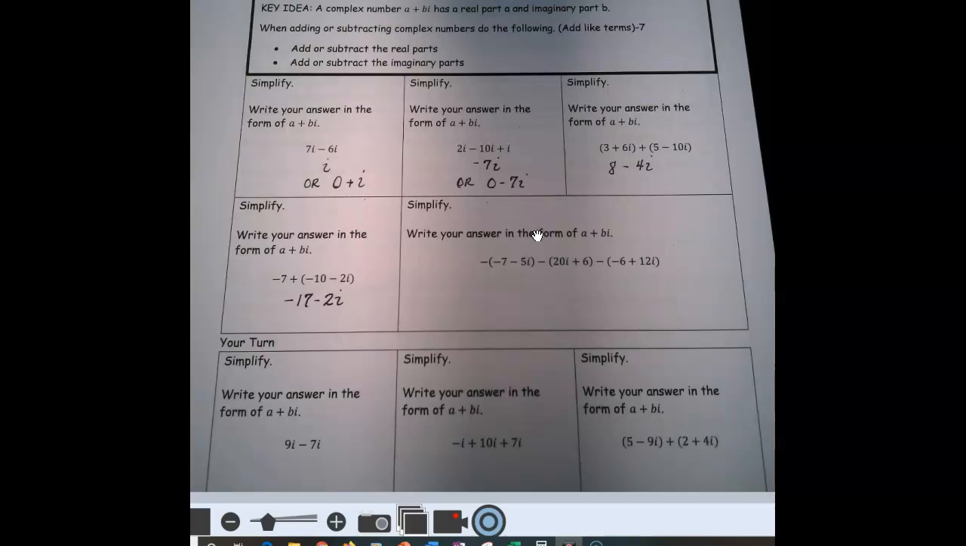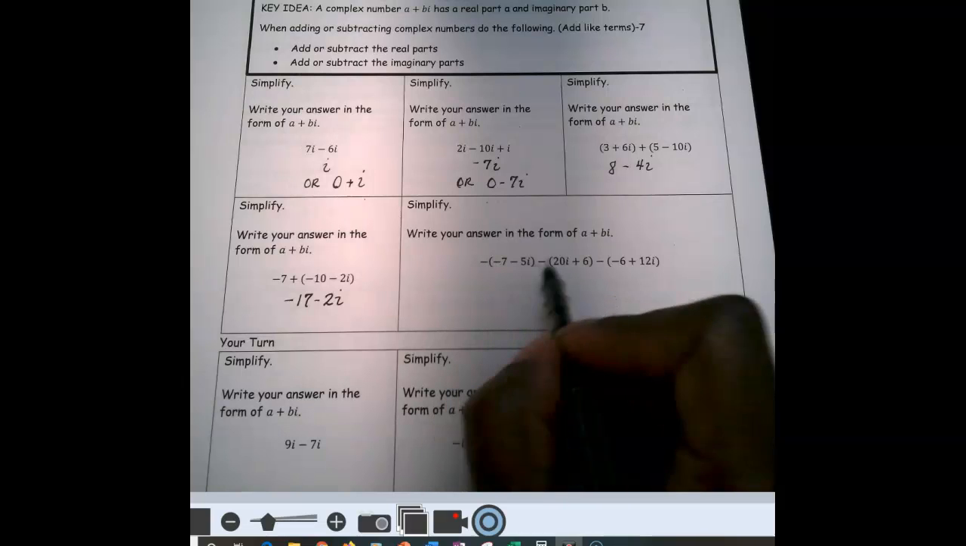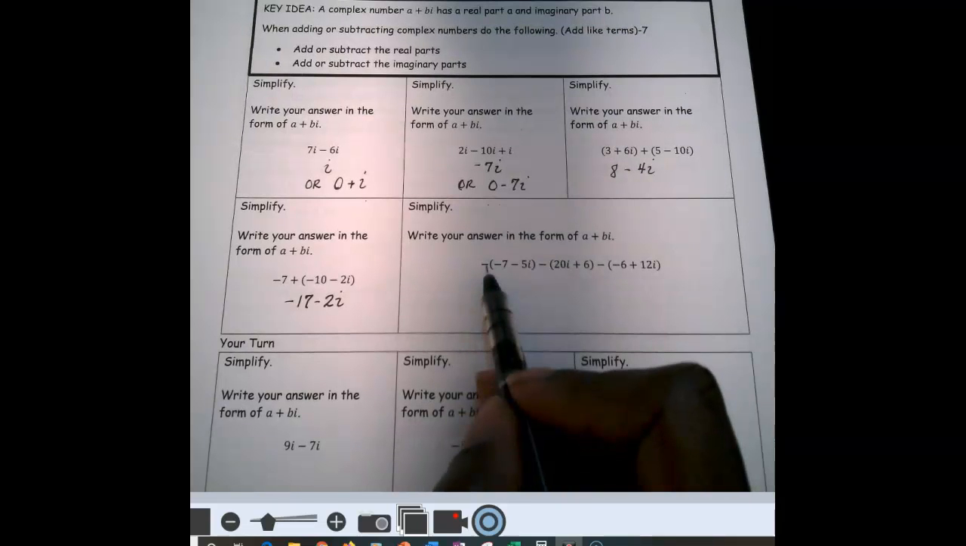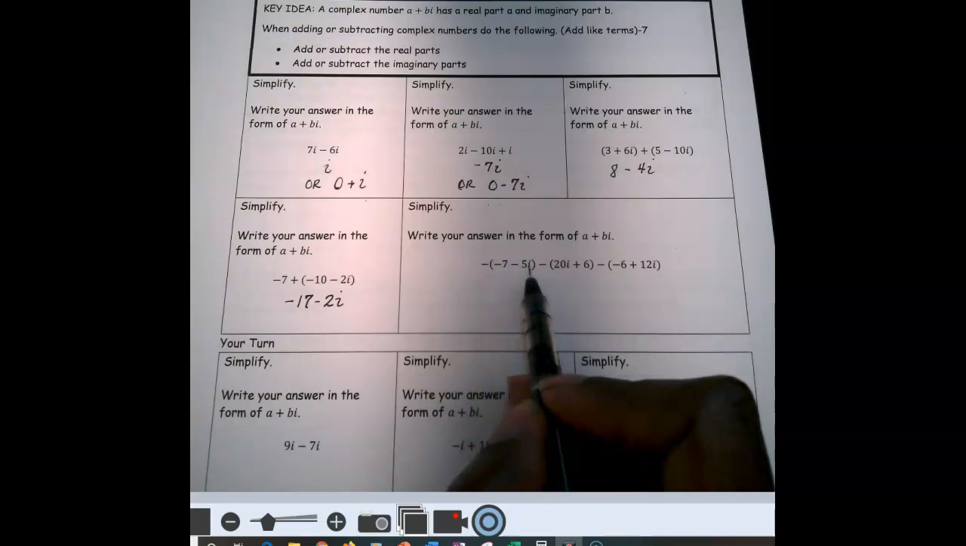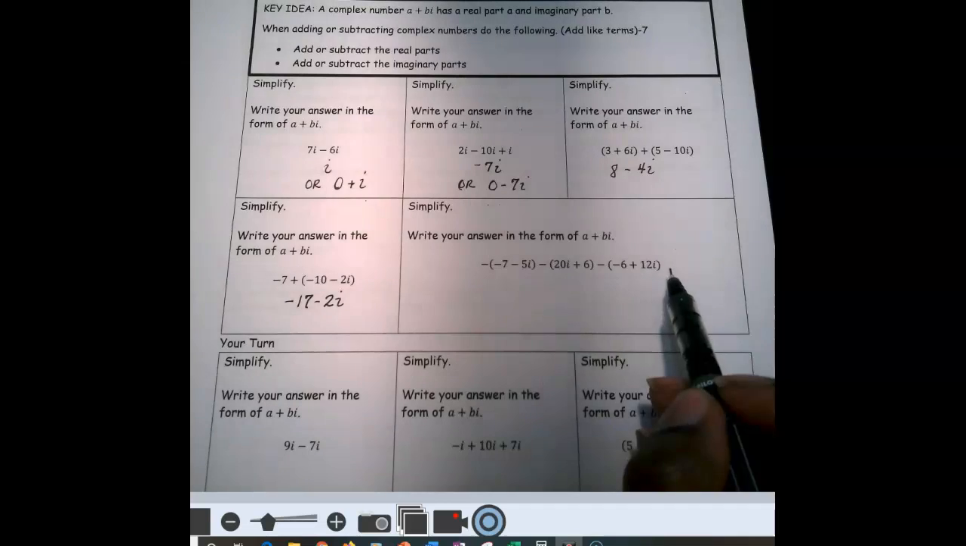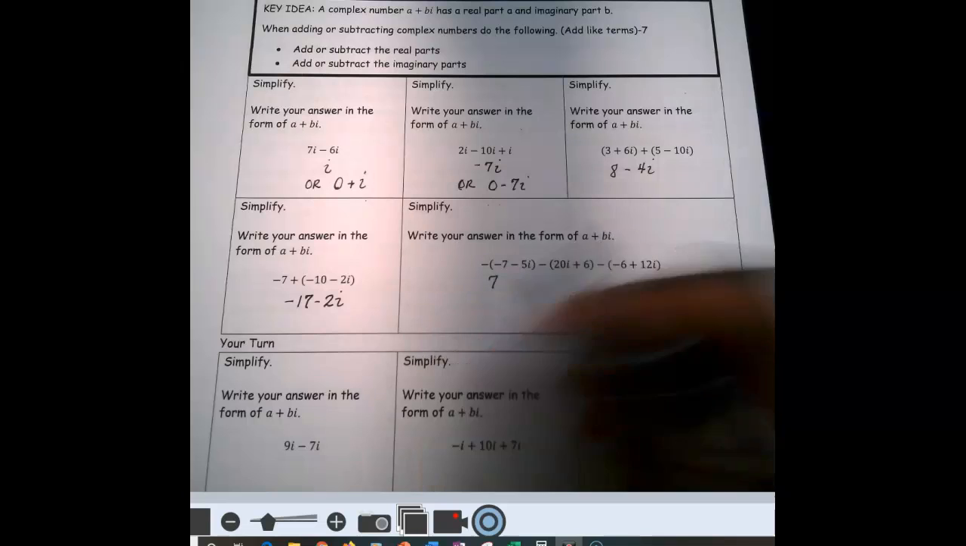And finally, we have our last problem that I'm going to do with you, and then you're going to go ahead and complete the Your Turn. So we've got negative, and notice how these two terms are grouped. So that means I basically have to distribute the negative to everything inside this set of parentheses. It's like multiplying by negative 1. I'm going to do the same thing to the second set of parentheses and the same thing to the third set of parentheses. So negative 1 multiplied by negative 7 is positive 7.